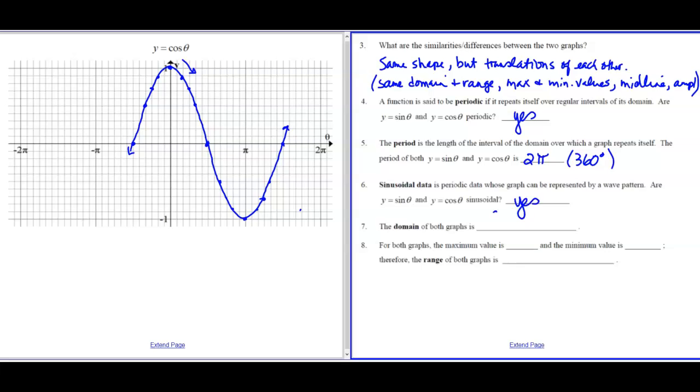And as I mentioned, domain is all real numbers, unless you restrict it for some reason. But any x value, or this theta equals theta. Okay, looking at this graph, the max is 1, the minimum value is -1. So the range is from -1 to +1.